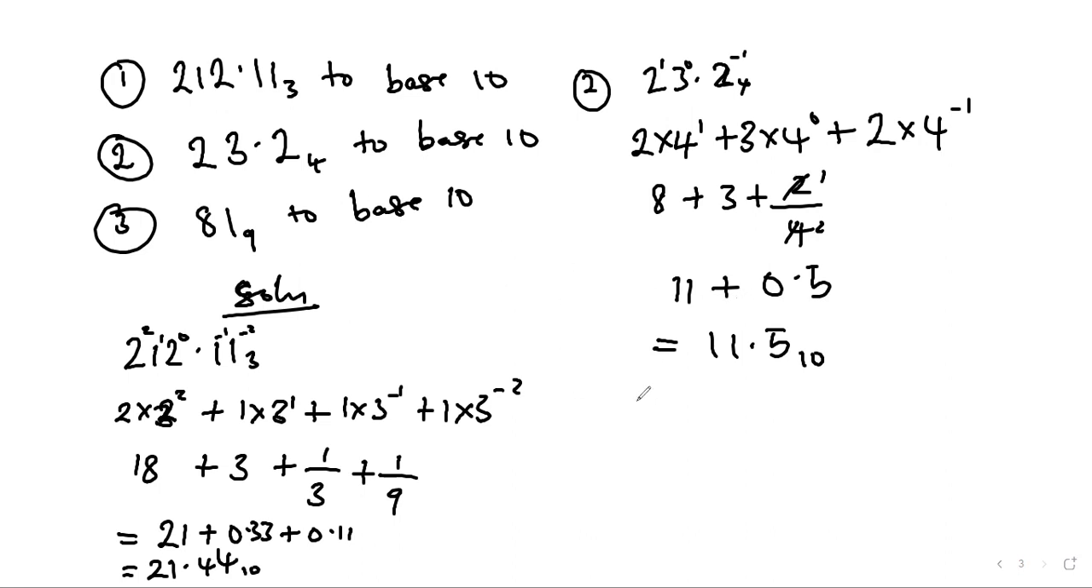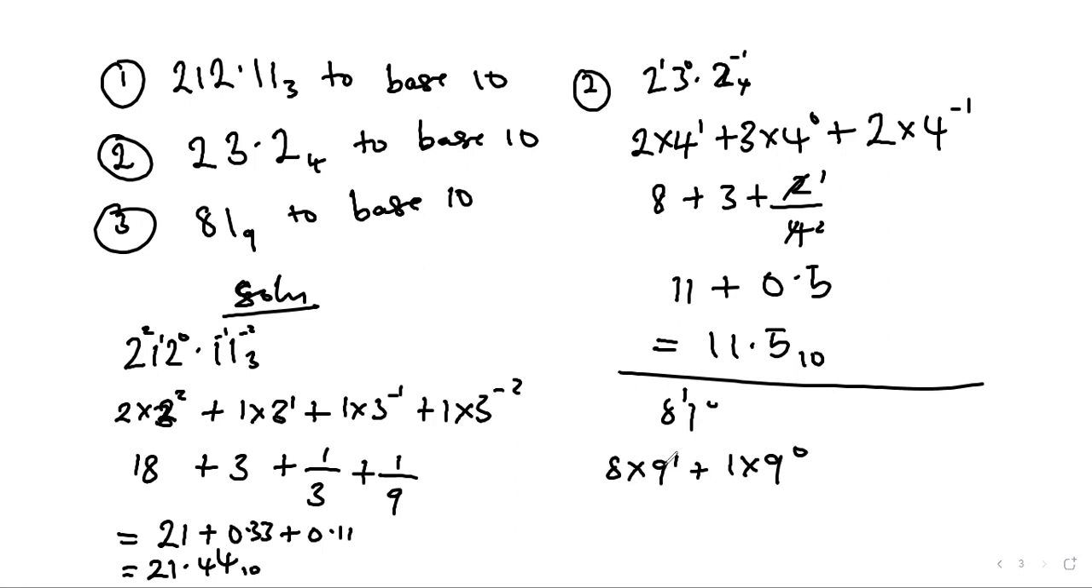And then the last one, 81 base 9, you allocate 0, 1. So this will be 8 times the base, which is 9 raised to the power 1, plus 1 times 9 raised to the power 0. And then 8 times 9 is 72, plus 1 gives you what? 73 base 10. So if you got all that right, that means you're good to go.